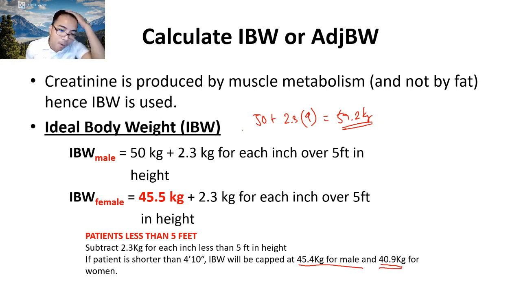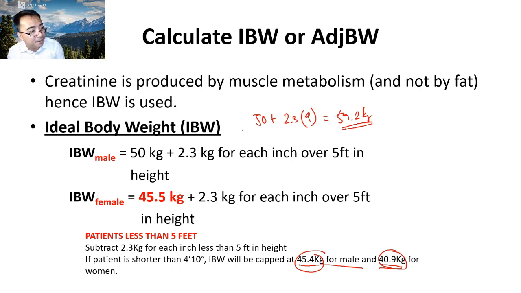Alright? So, halimbawa, ang kanyang height is 4'9". Kung 4'9" class lalaki, matik, hanggang 45.4 lang ideal body weight nun. Kung babae naman ay 4'9", 40.9 kilogram lang. Okay? Magka-cap tayo doon. This is for adults. Again, kailangan ko idikdik to.